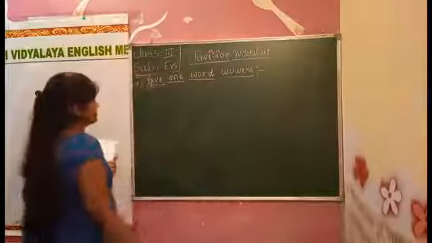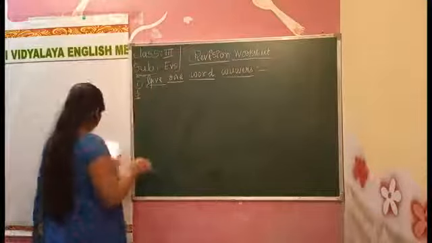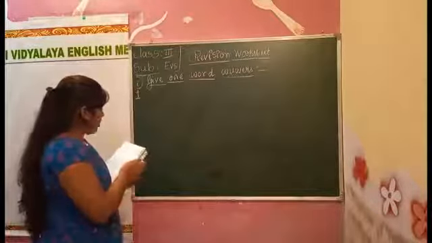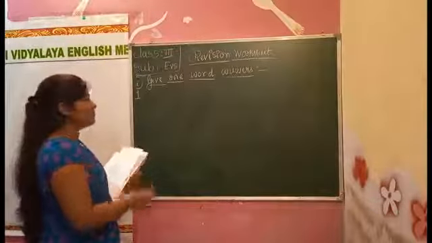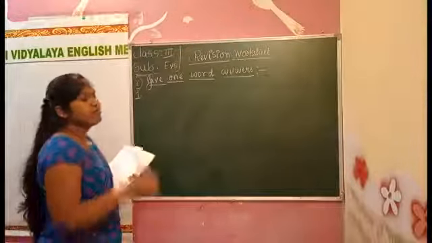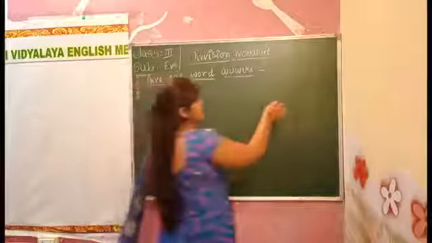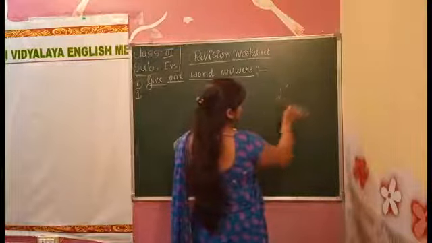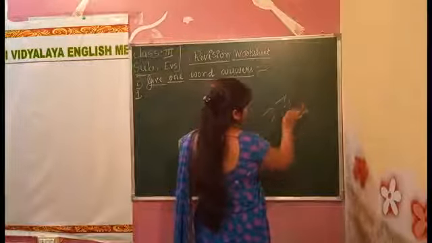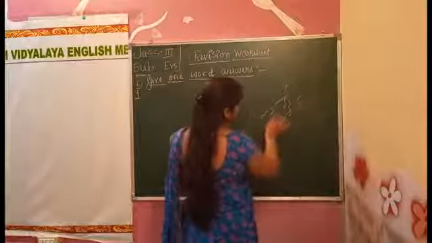One word answers. First one, the type of root an onion plant has. Type of root, which type of plant? Onion has fibrous roots.